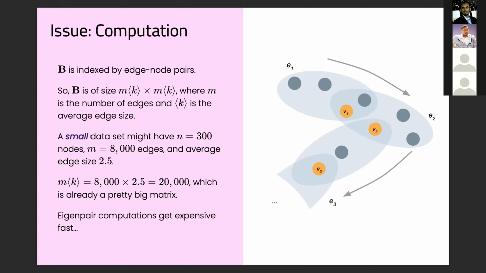For example, a small data set might have 300 nodes, 8,000 edges, with each of those 8,000 edges on average representing 2.5 nodes. In that case, this single dimension of our non-backtracking operator is about 20,000. So it's already quite a large matrix. And to do eigenpair computations on a matrix of that size gets expensive quite quickly. Okay.